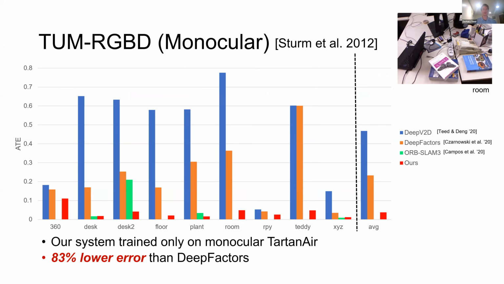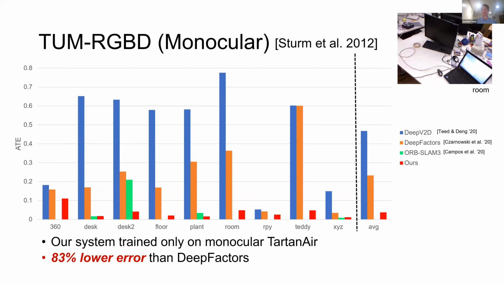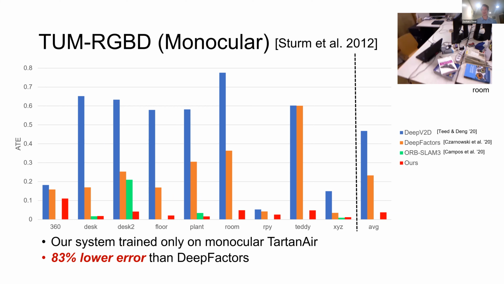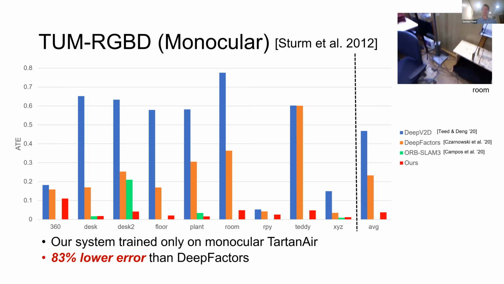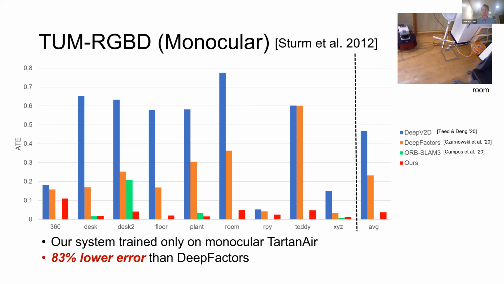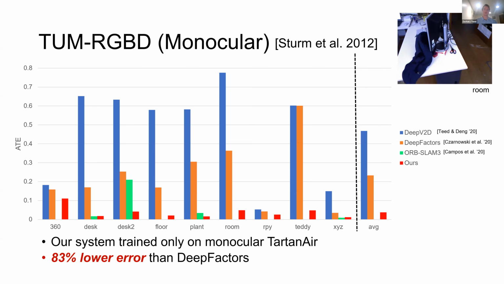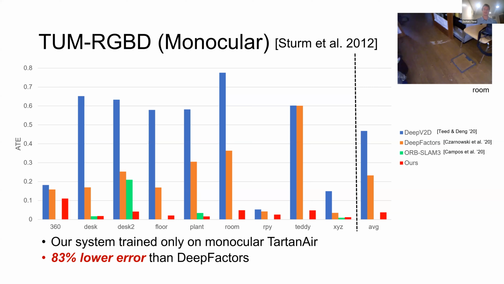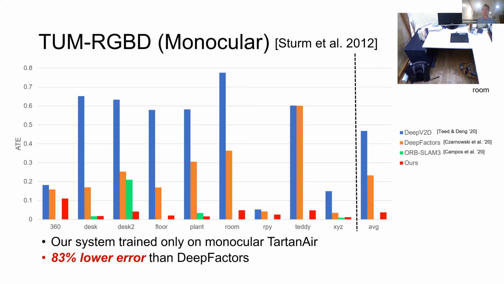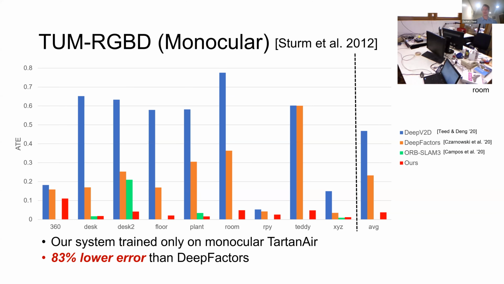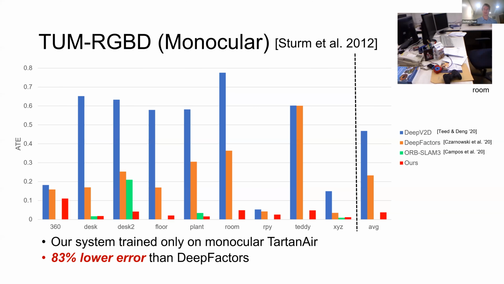We also benchmark on the TUM RGB-D dataset, where even though TUM RGB-D has depth information, we're just using it to benchmark the monocular performance of our system. On this dataset, it's particularly difficult because there's a lot of motion blur and rolling shutter artifacts. So we find that classical SLAM systems, such as ORB-SLAM 3, tend to fail on a large percentage of these videos. Our system is able to track all the videos, and it ends up getting an 80% reduction in error compared to some of these previous deep learning systems, like DeepFactors, for example.